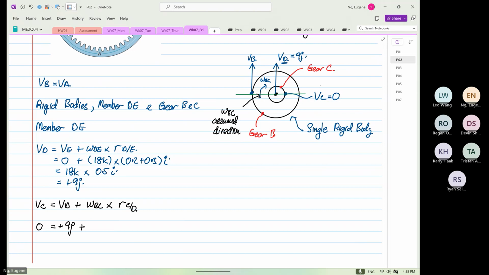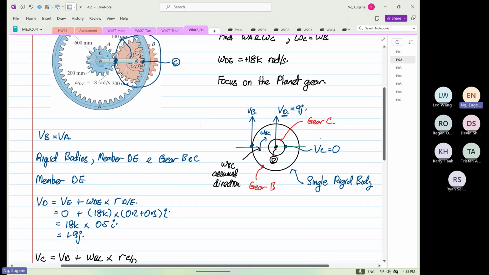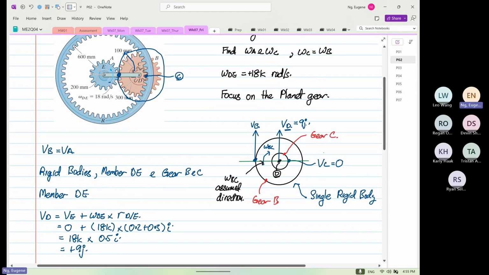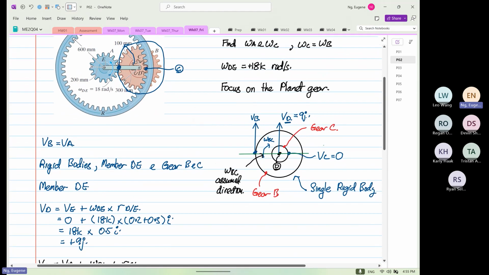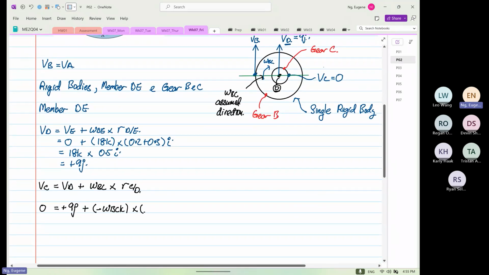Okay. So this will be equal to minus omega BC K cross R D. So this is our point D, right? And we want to go to our point C. So D to point C, that gear, the radius is 0.1. Okay, so D to point C is 0.1 I.